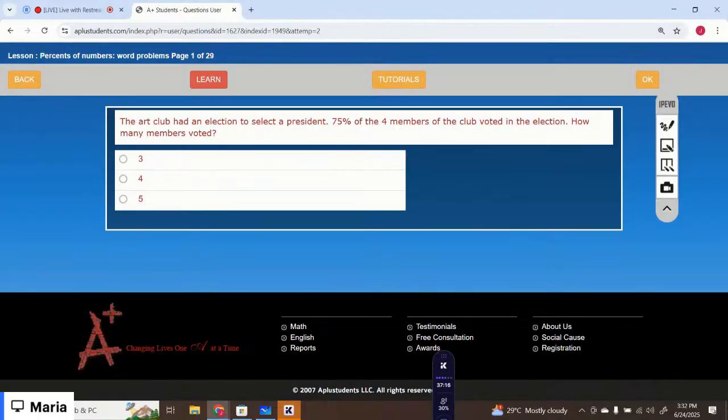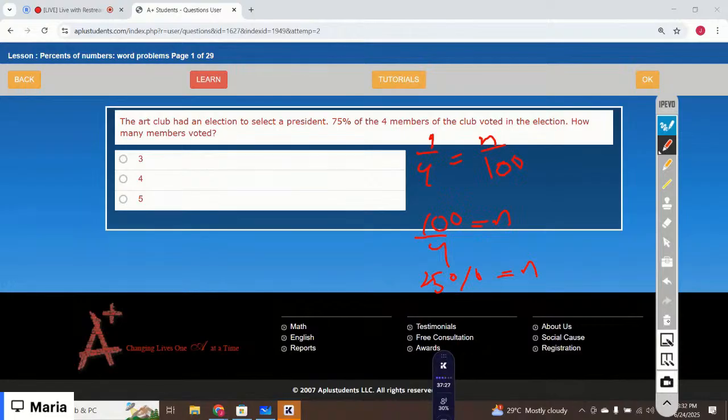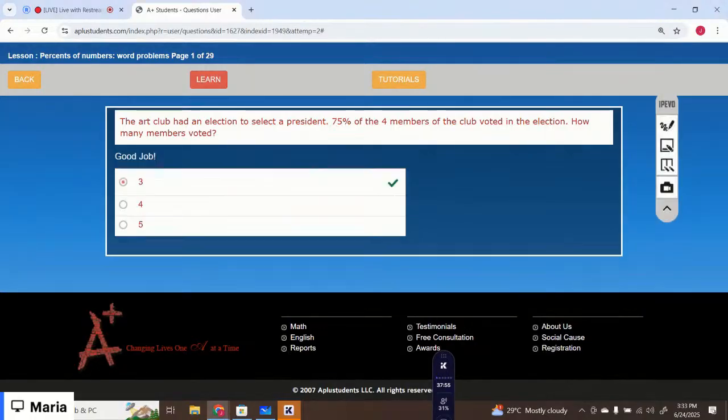The club had an election to select a president. 75% of the club members voted in the election. How many members voted? 75% of the club members, right? So n divided by 4 equals 75 over 100. N equals 75 times 4 over 100. That is 300 divided by 100. Option number one is the correct option.